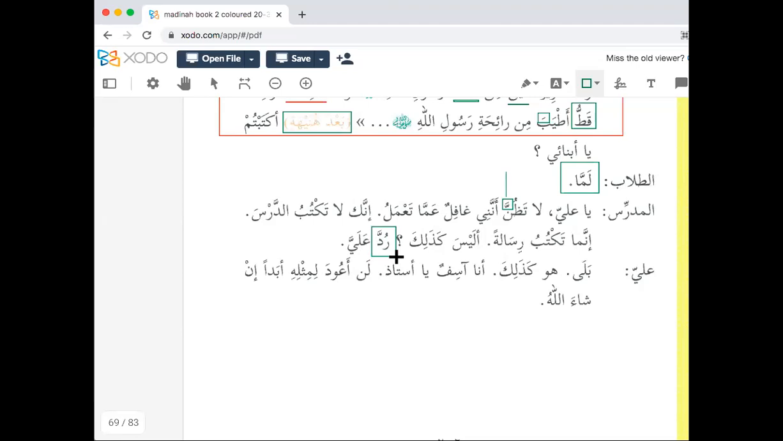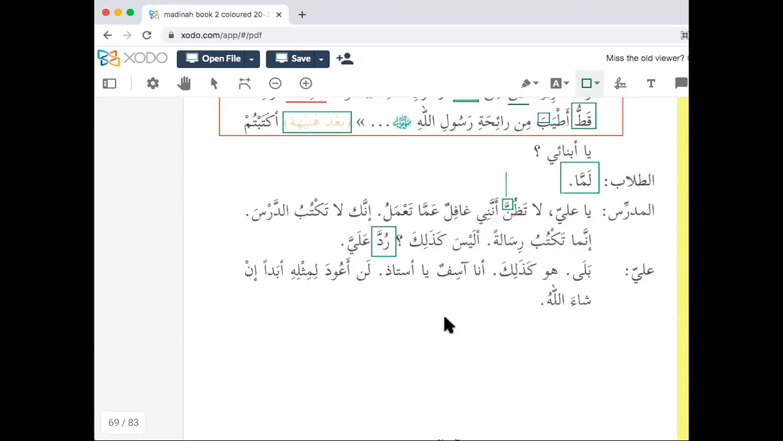Rudda alayya. What's rudda? Anybody? Respond. Can you break it down? It is the fi'l al-amr of radda yaruddu. Ahsant. Radda yaruddu, which means to return or to respond.